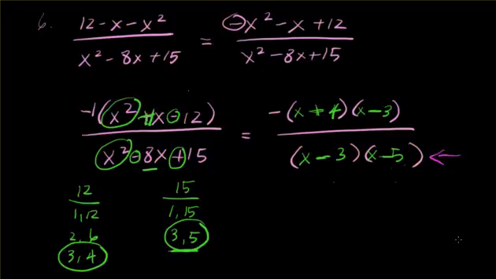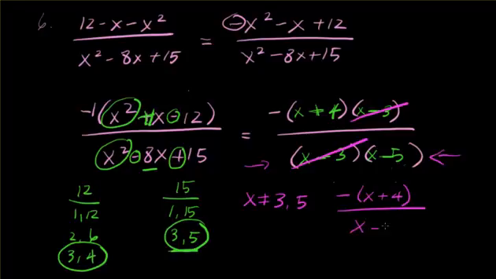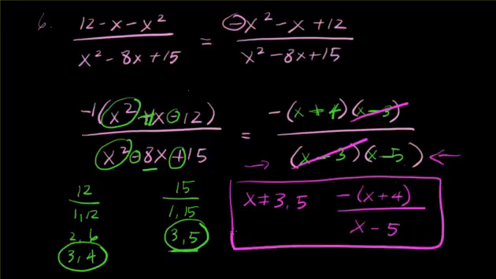Okay, so we have x cannot be 3 and 5. Let's go ahead and simplify. We have an x plus 4, but no x plus 4 down here in the denominator. We have an x minus 3 and an x minus 3 here. So we have a negative x plus 4 over x minus 5. And right here is our final answer.